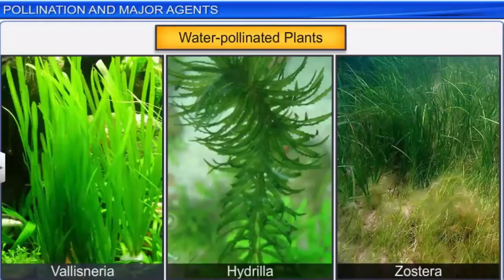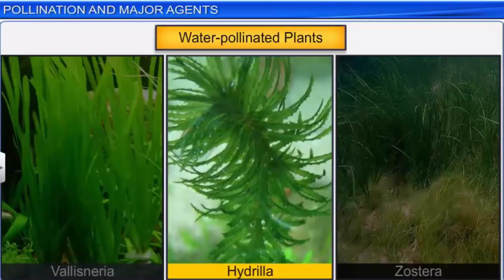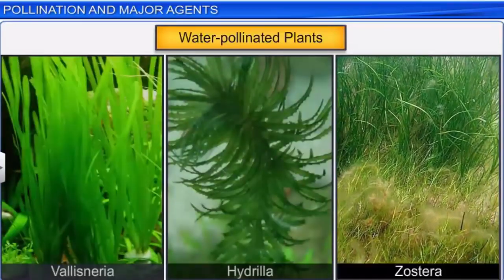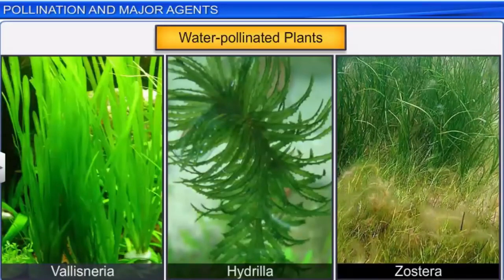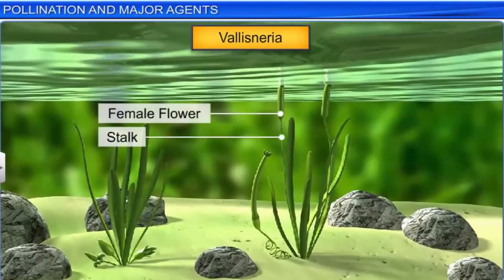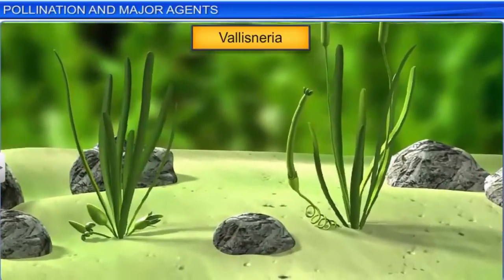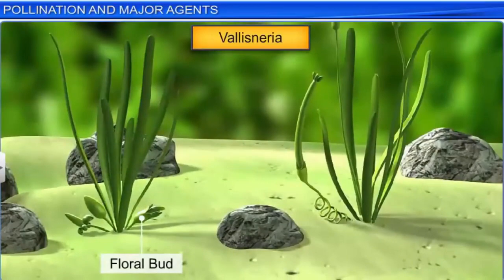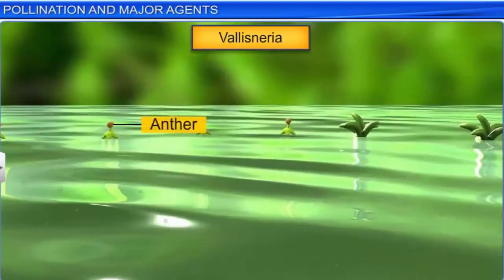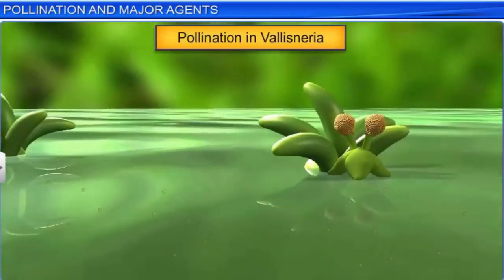However, in certain freshwater plants such as Vallisneria and Hydrilla, and marine seagrasses such as Zostera, pollination occurs by water. This is also known as hydrophily. In Vallisneria, for example, the female plant produces a long-stalked female flower that reaches the surface of the water. The male plant, on the other hand, remains submerged in water, where it produces several tiny floral buds. Upon maturing, the buds rise to the water's surface and open up to expose the anthers. Pollen released from the anthers is carried by water currents, where some of them eventually come in contact with the stigma.